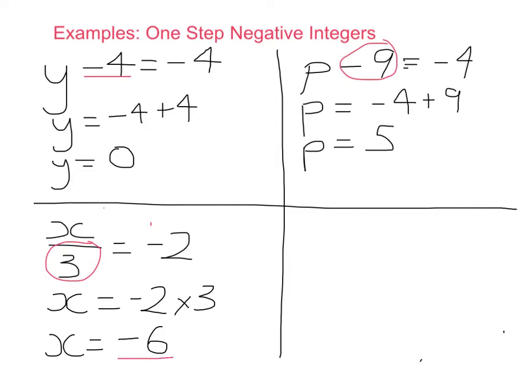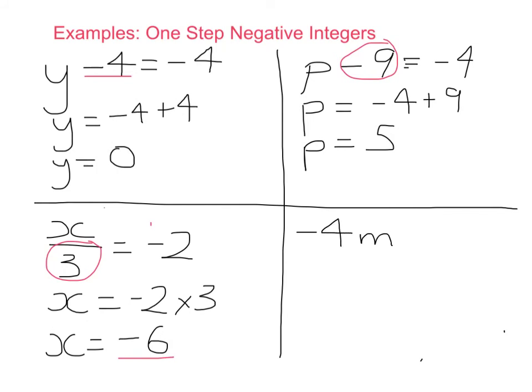Okay, next example. Sorry guys, put my pen back on. Minus 4m equals minus 8. So, inverse operations. First thing we do is we look at this here. Negative 4m. That's the same thing as saying negative 4 multiplied by m. So the first thing we do is we take this away. Sorry, we divide it. So m equals negative 8 on negative 4.